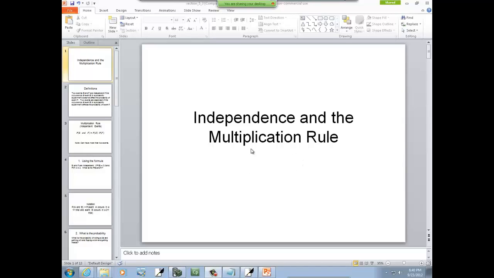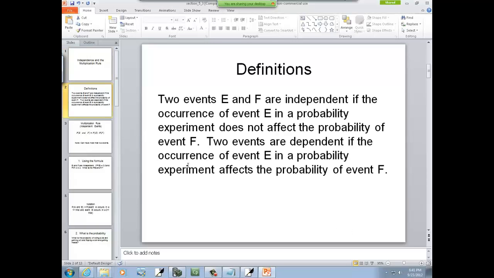And this is independence and the multiplication rule. For some definitions, two events E and F are independent if the occurrence of event E in a probability experiment does not affect the probability of event F. Two events are dependent if the occurrence of event E in a probability experiment affects the probability of event F.